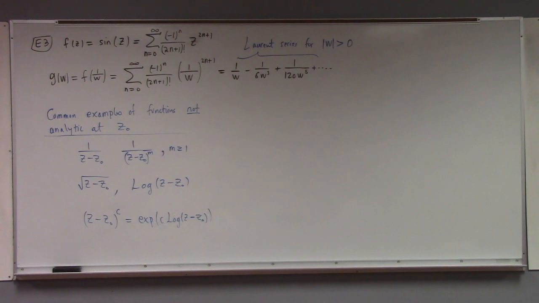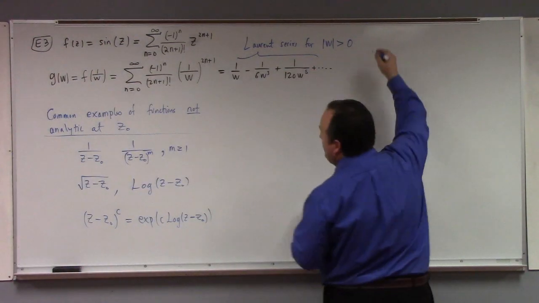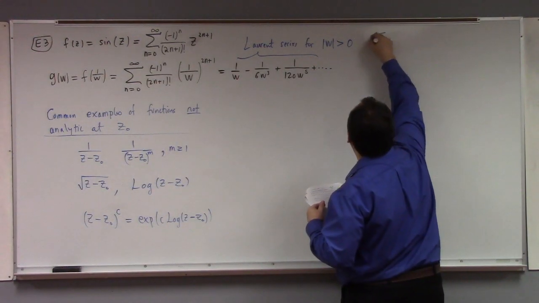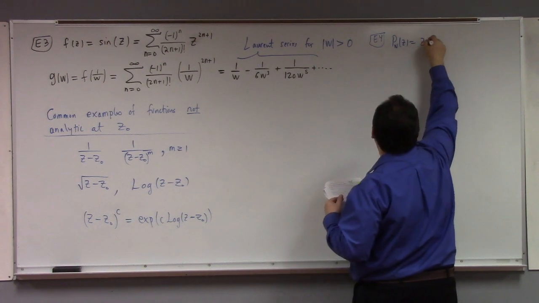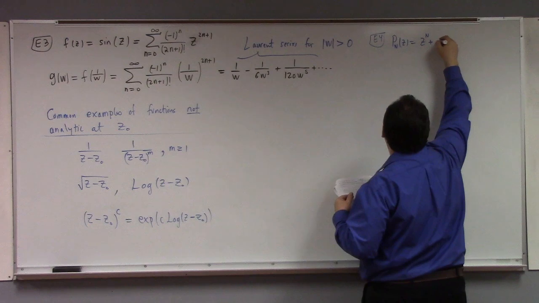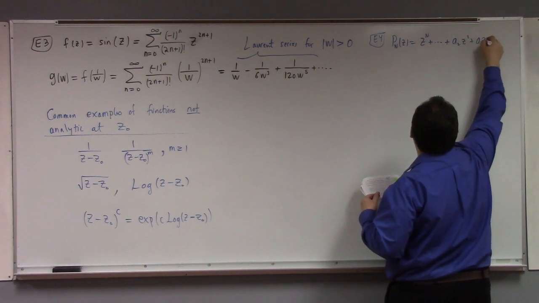Let me move on here. So there's some examples. How about a polynomial of order n? Would a polynomial of order n be analytic at infinity? What do you guys think? P n of z equals z to the n plus, and so on, a2 z squared plus a1 z plus a naught.